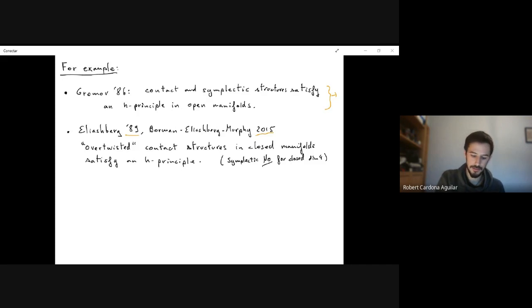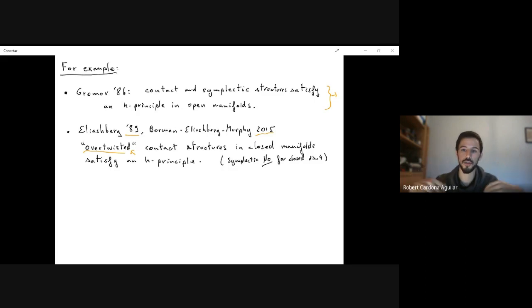But in this case, you need to restrict. So if you start with a formal contact structure and you deform it to a contact one using this H-principle, you will end up always with what's called an over-twisted contact structure, which is a very special kind. So when this happens, you say that there is a class of solutions which is flexible.